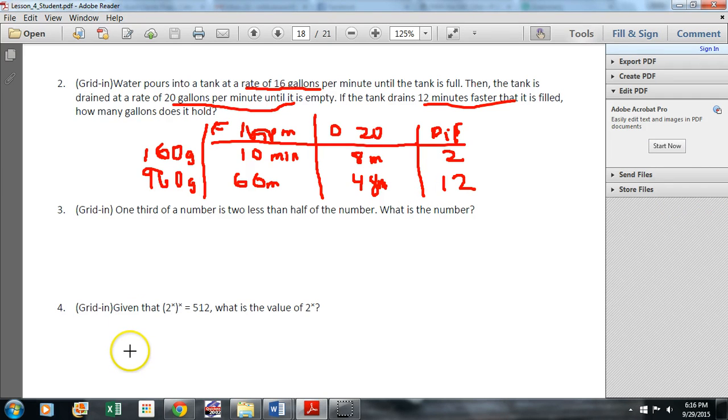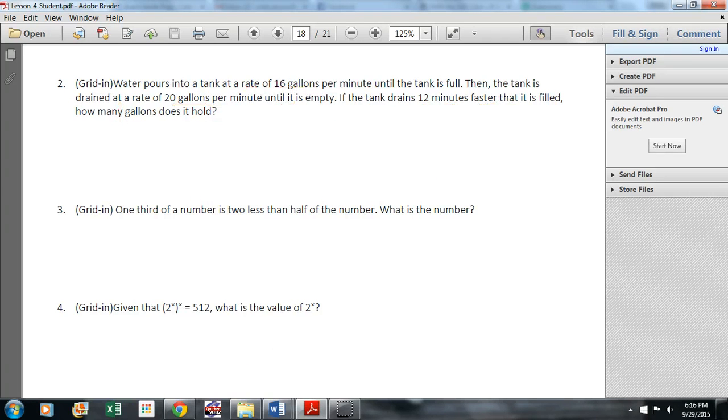Next one. Let's see if I can scroll down here. Let me erase. It's not going to allow me to. Let me pause and reset.